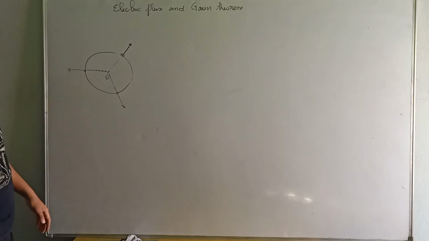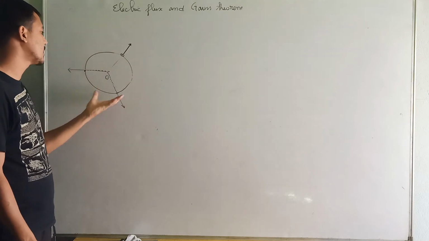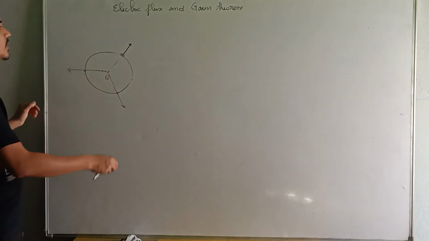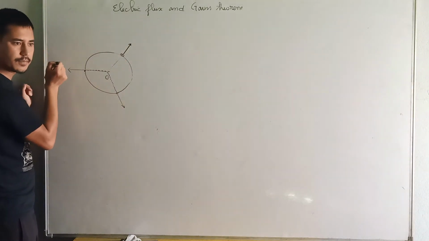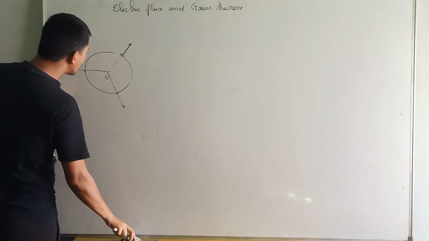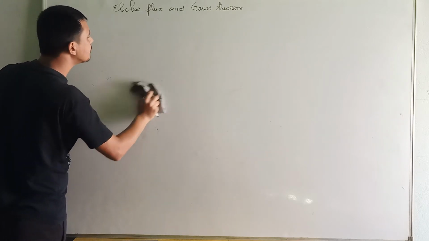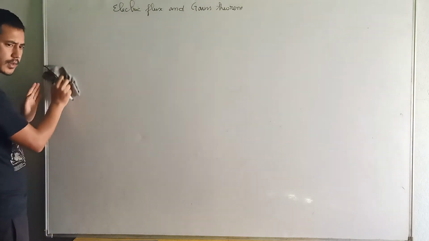So this is how you represent the area vector of a 3D surface. In this case, a closed surface is your sphere. For a sphere, the area vector should always pass through the center. Is it okay? These are small things that you need to keep in mind before we discuss the electric flux. Are you clear with that?